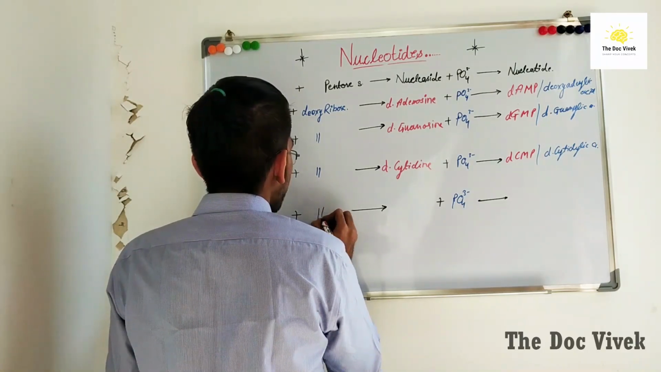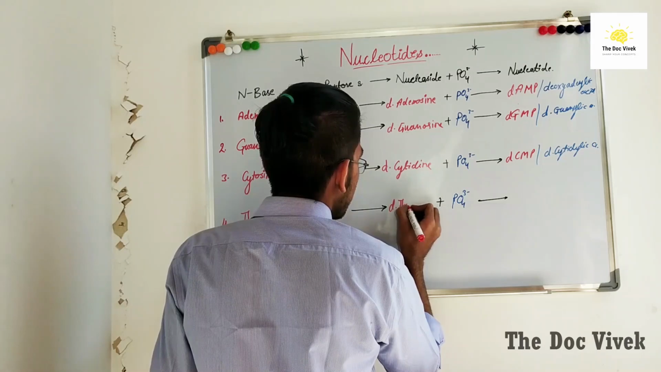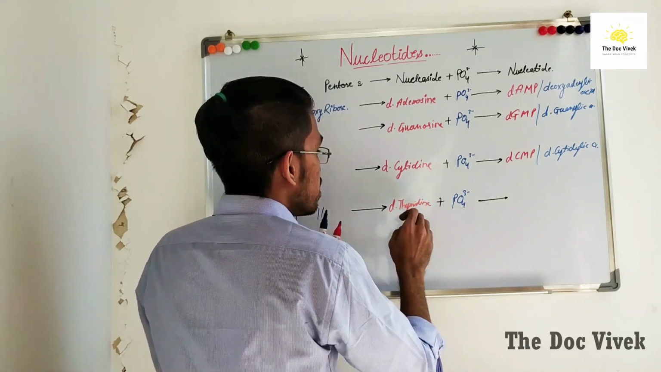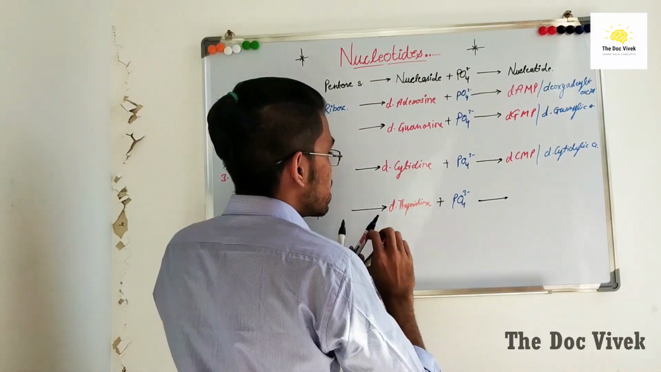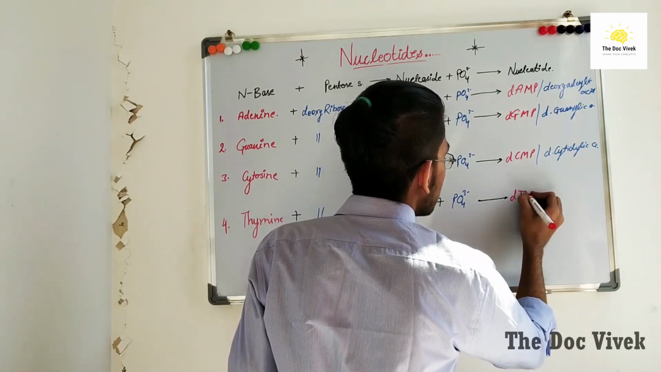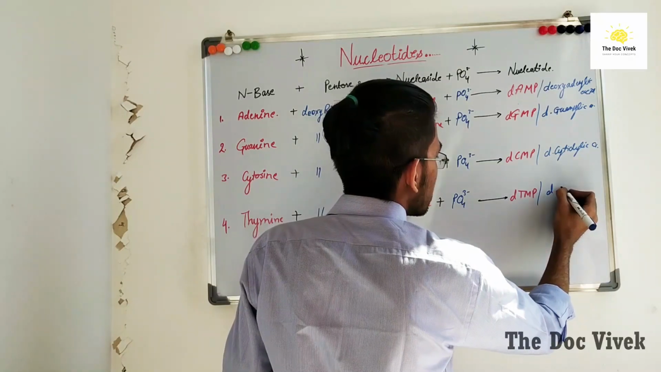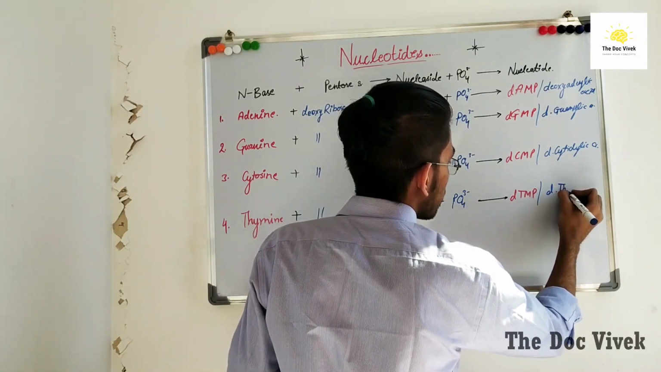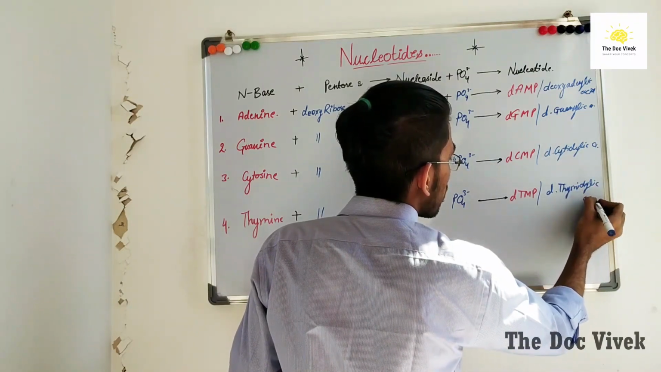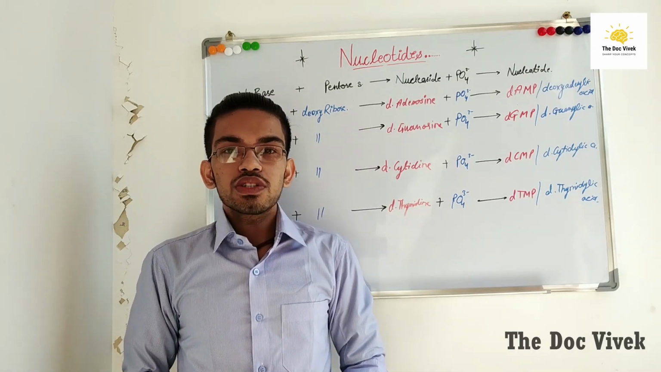If we added a deoxyribose sugar on thymine, then it results in the formation of deoxythymidine. And if phosphorylation of deoxythymidine takes place, it results in the formation of deoxythymidine monophosphate, which is also known as thymidylic acid. Okay, so now we completed ribonucleotides and deoxyribonucleotides.